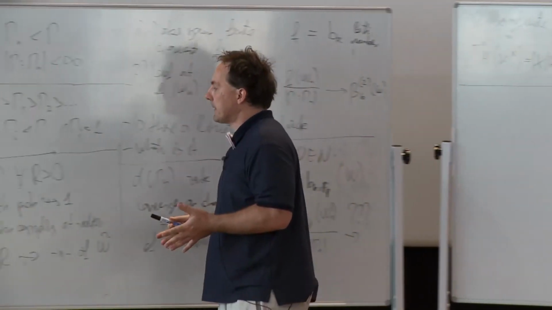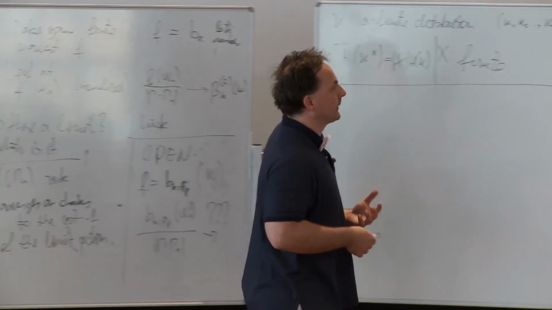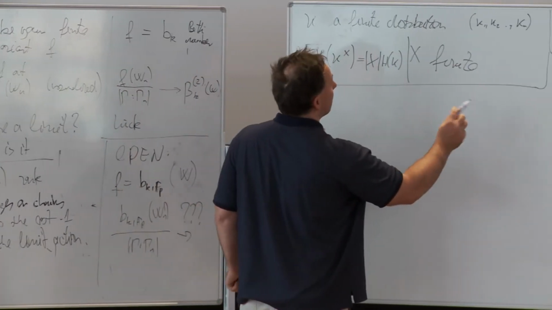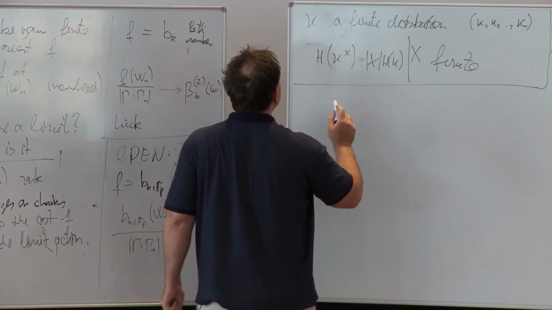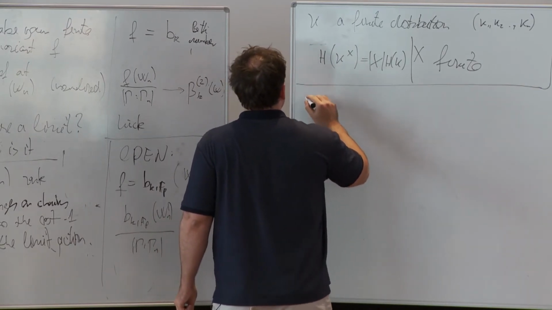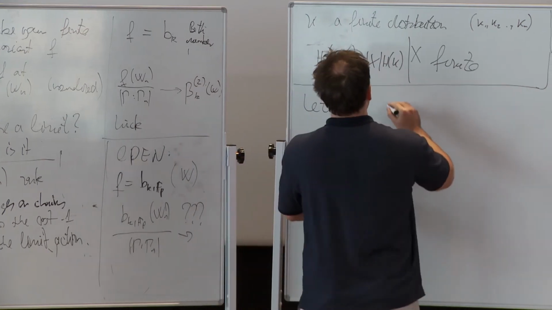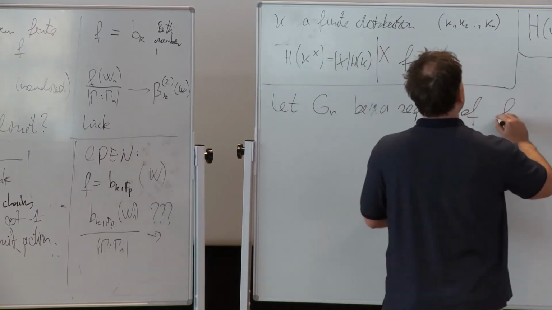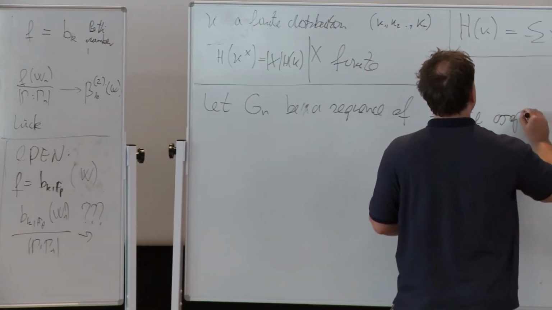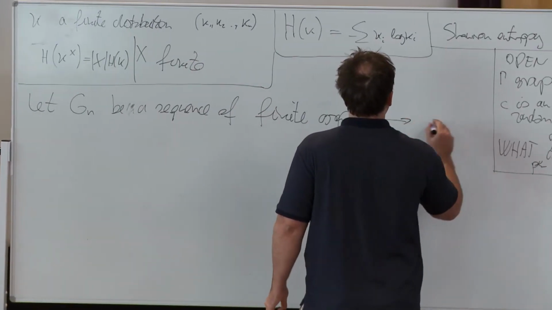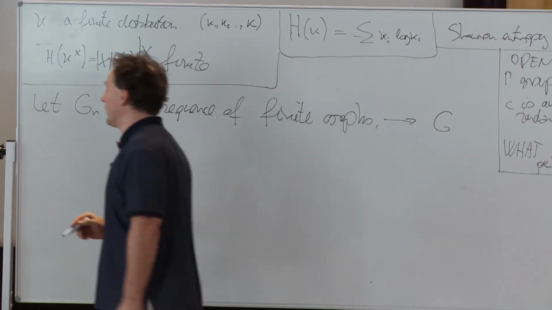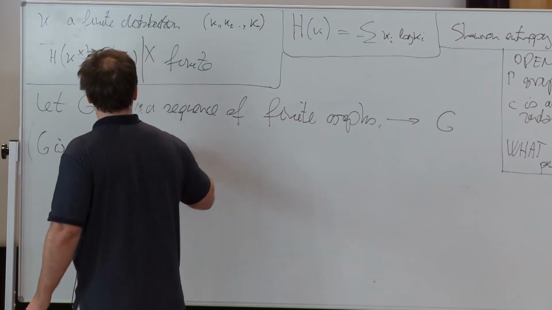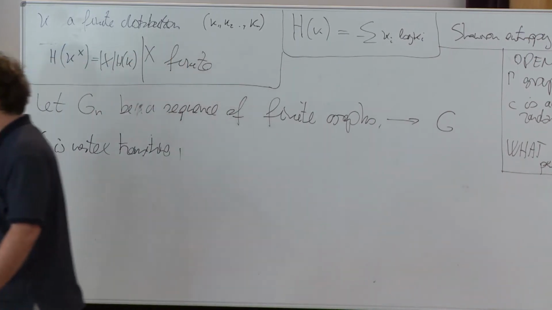Let me just take the simplest version of the conjecture, because I don't want to define Benjamini-Schramm convergence in its full generality. So you can do the following thing. Let Gn be a sequence of finite graphs which converges to some infinite graph G. Okay, what does it mean that it converges? So G is vertex transitive, first of all, and this axiom holds.